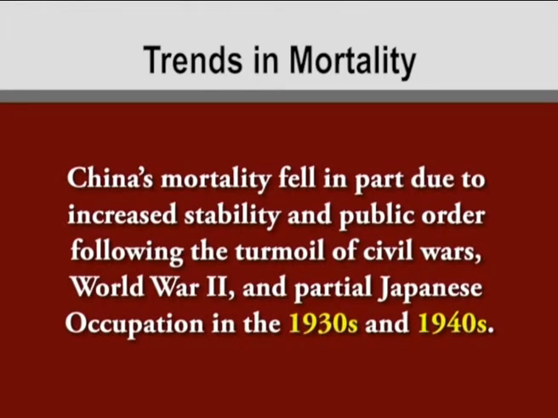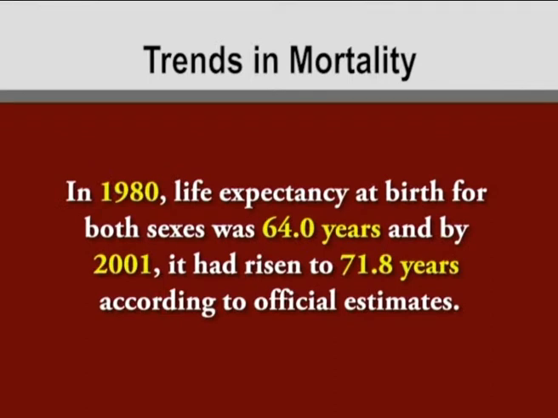China's mortality fell in part due to increased stability and public order following the turmoil of civil wars, World War II, and partial Japanese occupation in the 1930s and 1940s. In 1980, life expectancy at birth for both sexes was 64 years, and by 2001, it had risen to 71.8 years, according to official estimates.